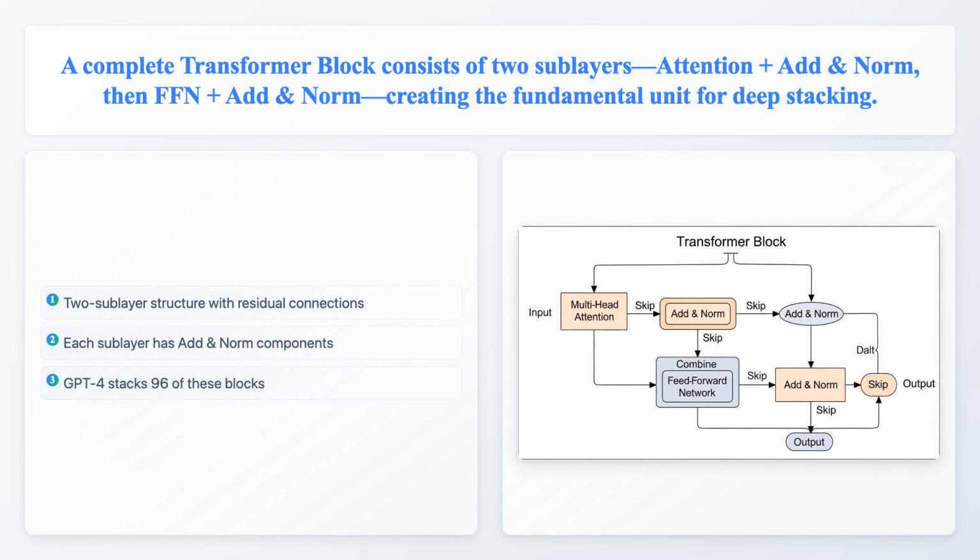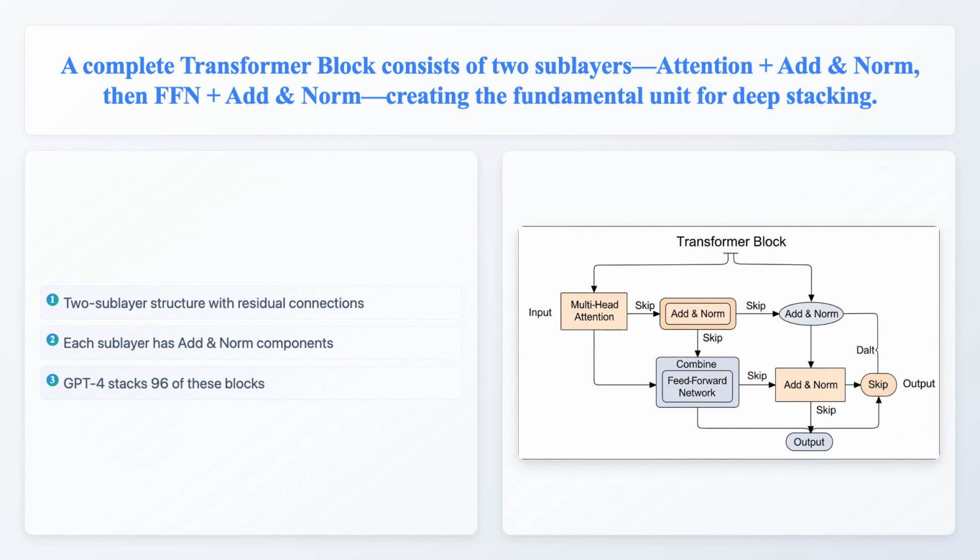The result flows into the position-wise feed-forward network where each token's representation is individually processed and transformed. Again, we apply a residual connection by adding the FFN input to its output, followed by another layer normalization, our second add and norm sublayer. The final output becomes the input to the next transformer block. This two-sublayer structure, attention plus add and norm, then FFN plus add and norm, is the fundamental building block repeated throughout the entire model. GPT-4 stacks 96 of these blocks, each building increasingly abstract representations of the input.